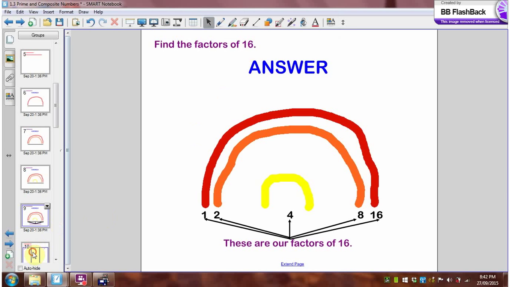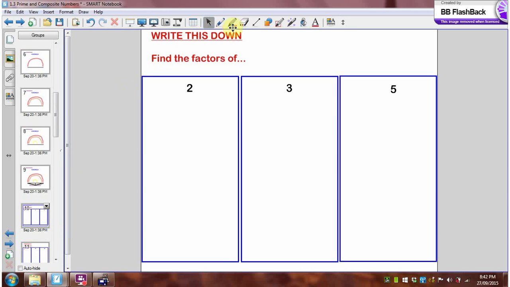Okay, perfect. Alright, so now I want you to write this down, and we're going to see something a little bit special about these numbers now. I want you to try to find the factors of 2 first, and you can write it down in your notebooks. Just leave space. You're going to answer 3 of these questions now. Find the factors of 2, 3, and 5. So just pause the video, try all those 3, and when you're done those 3, come back, we'll discuss them.